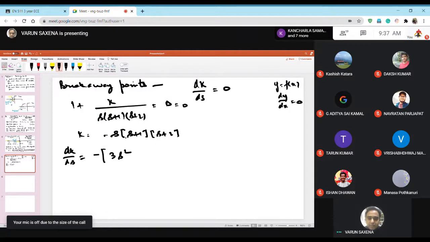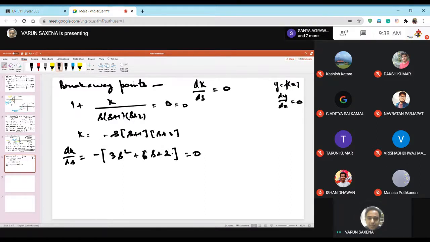Then you have s square, 3s square, so that will be 6s, and plus 2. This is equal to 0. You can expand this. This is going to come out to be s cube plus 3s square plus 2s.